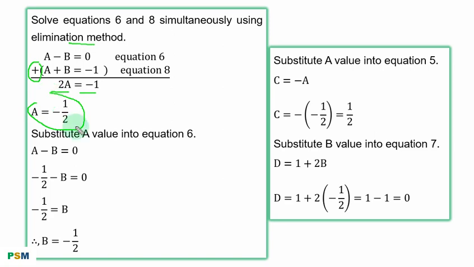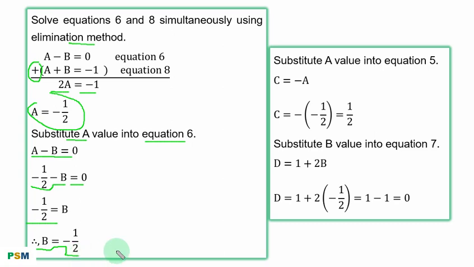To get b, you have to replace a value in any of the equations. I'm using equation 6. A minus b equal to 0. This is the value of a, minus b equal to 0. You transfer minus b to the right for it to be positive. Therefore, b is equal to minus 1 over 2. We have known a and b.